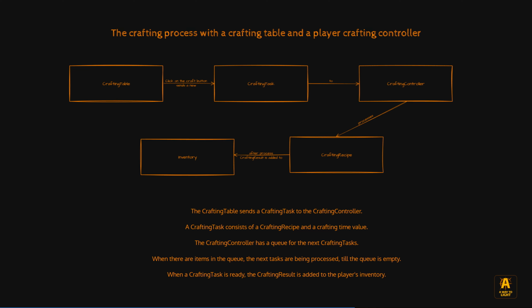The crafting controller has a queue, which is processed over time. The crafting controller also has an active task list, so there can be more running crafting tasks at once. After a crafting recipe is ready crafted, it will be added to the player's inventory.